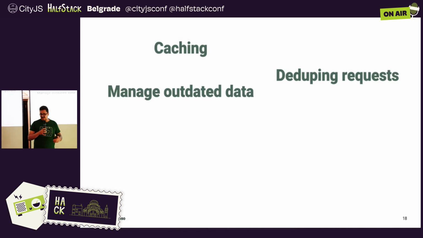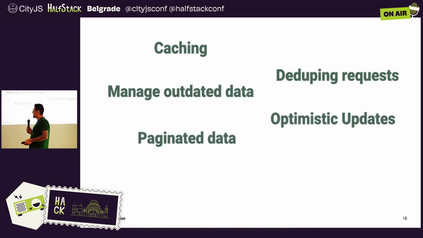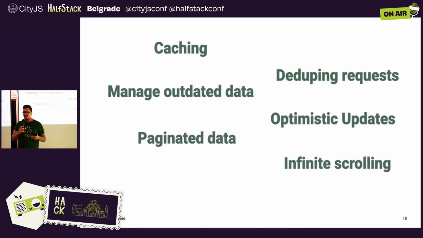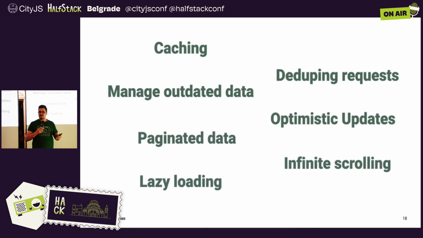There might be stuff like, if we're doing caching, then we also have to deal with cache invalidation and a bunch of other patterns. And then we have some patterns that some of you might be familiar with. So optimistic updates, paginated data, infinite scrolling, lazy loading. There's so much stuff here that's associated with server state that the challenges still continue. These are not the only ones. There are many of them.